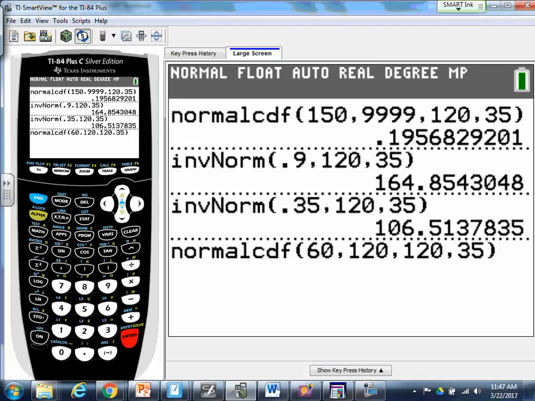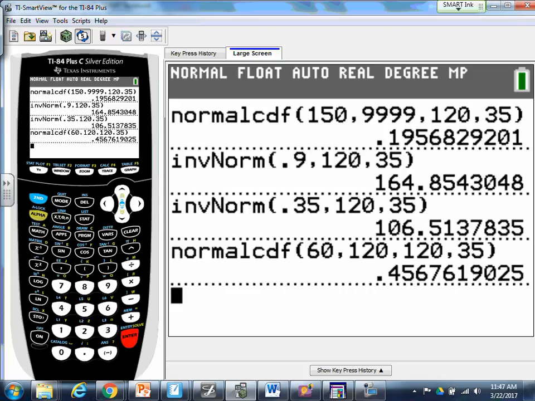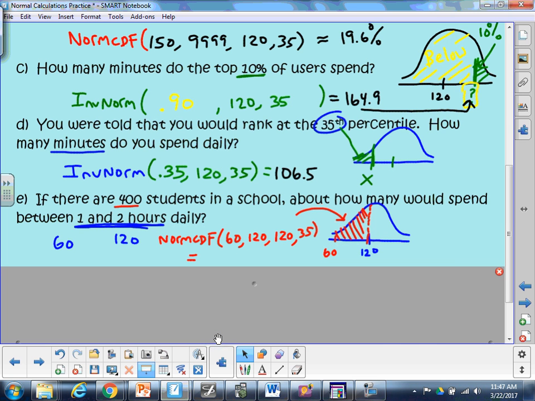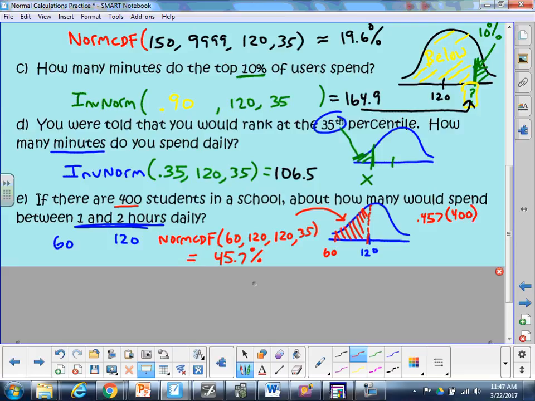Okay, and that's going to give me 45.7% we'll go with. Okay, so 45.7%. And now if this question just said what percent of students are in that range, that's what we would go with. But this one again had that little twist to it. It's saying if there were 400 students, so we really need 45.7% of 400. So you can always just multiply 0.457 times 400, and this should be around 182 or 183 students.